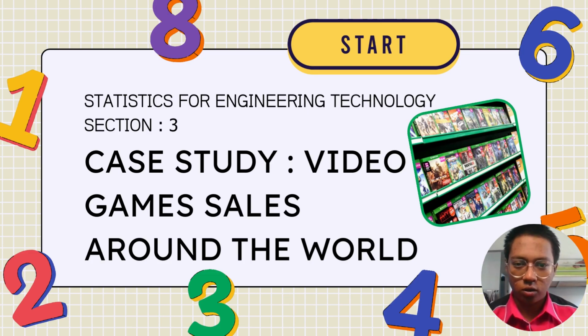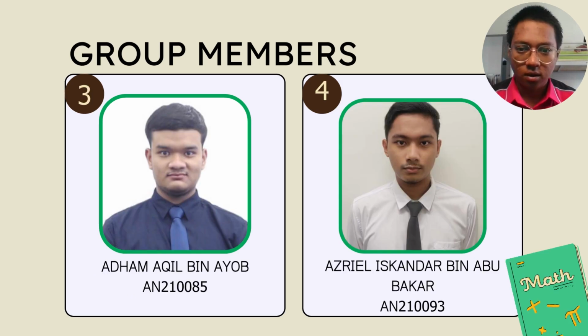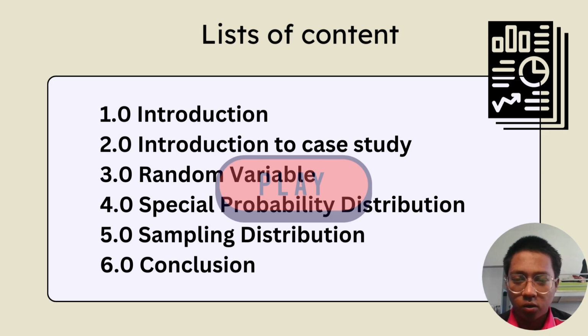So today our group will be presenting a case study about video game sales around the world. Our group consists of 5 members, which are me myself, Nik Muhammad Nur Iman Iskandar Bezukri, Ahmad Razim bin Ahmad Fauzi, Adham Akil bin Ayub, Azril Iskandar bin Abu Bakar, and Zainal Mukris bin Ahmad Fuad. Our presentation today consists of 6 subtopics, which are introduction to case study, random variable, special probability distribution, sampling distribution, and conclusion.